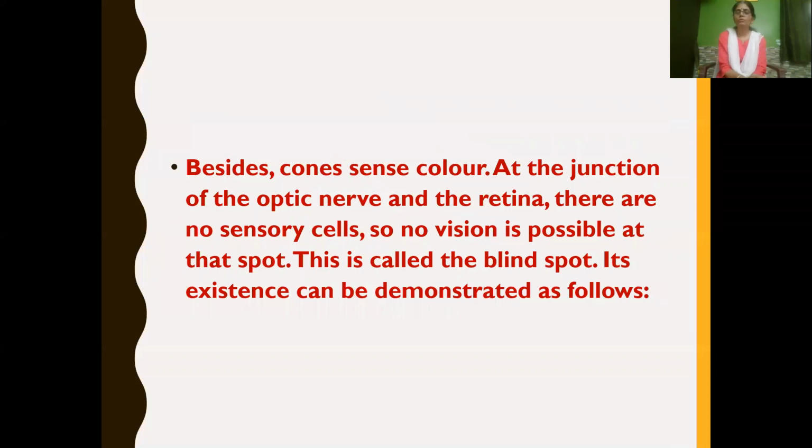So besides cones sensing color, at the junction of the optic nerve and retina, there are no sensory cells present, so no vision is possible at that point. So this is what we call blind spot. Now how do we understand that blind spot is present? Its existence can be demonstrated by one activity. Let's have one activity to understand where the blind spot is.